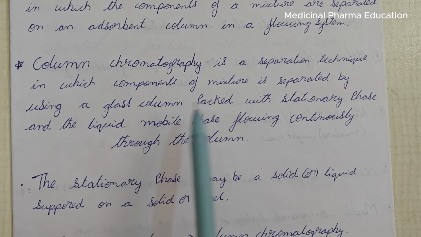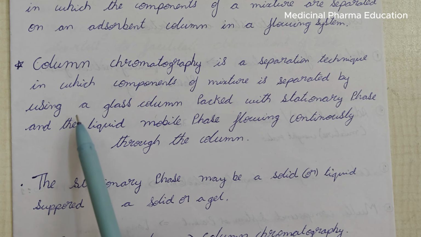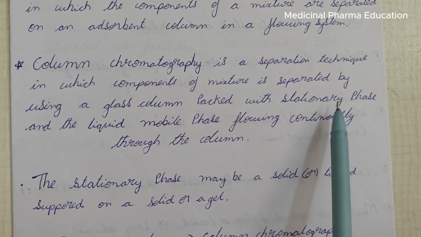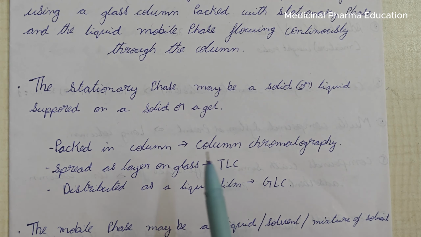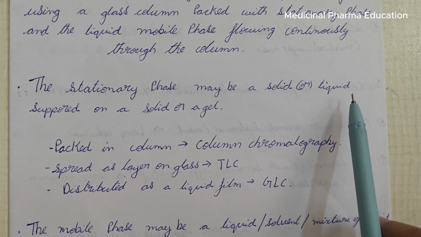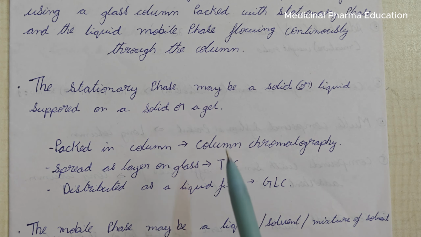See, it is the separation technique in which the components of a mixture are separated by using a glass column packed with the stationary phase, and the liquid mobile phase flows continuously through it. By this the separation occurs. The stationary phase may be solid or liquid, supported on a solid or a gel, packed in a column. It is column chromatography.